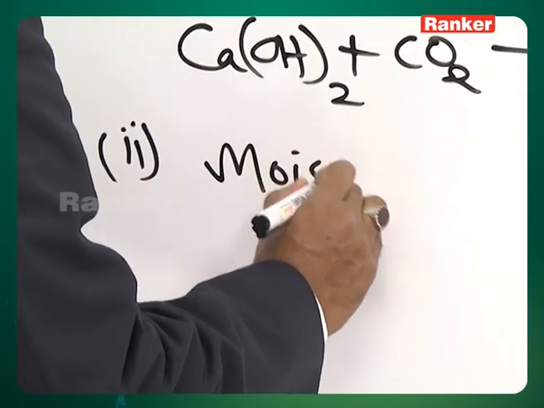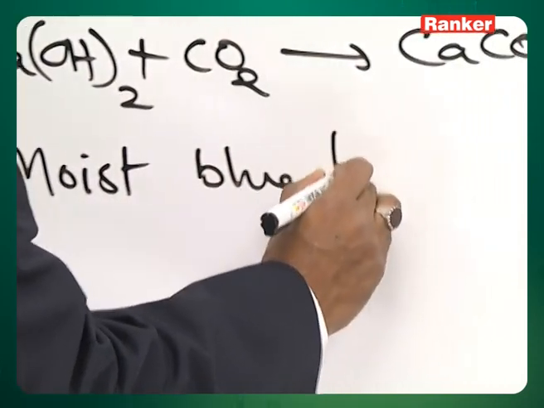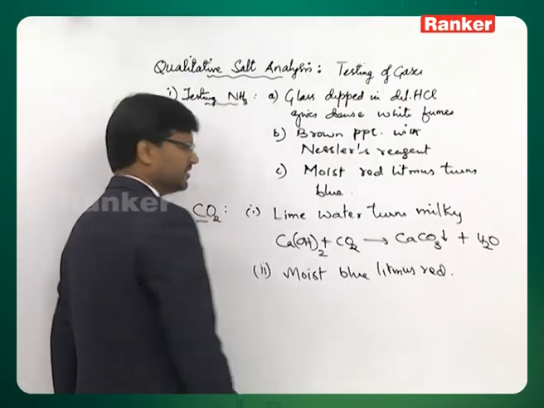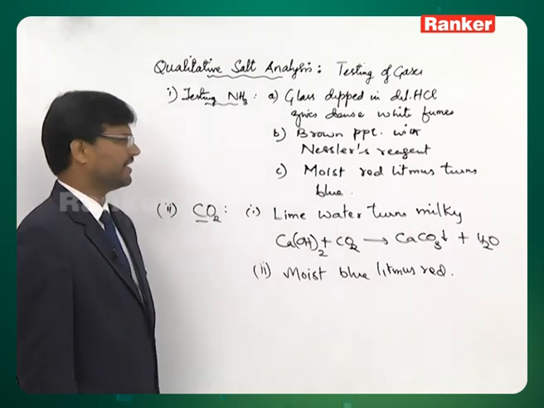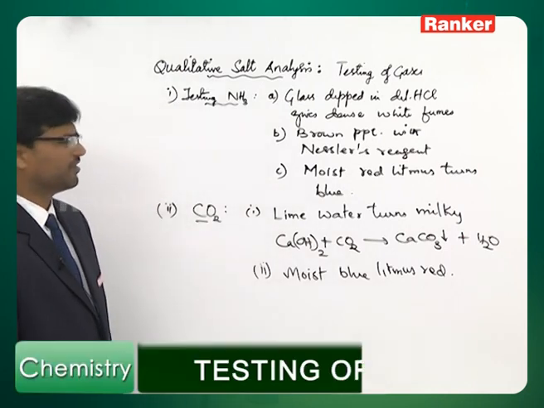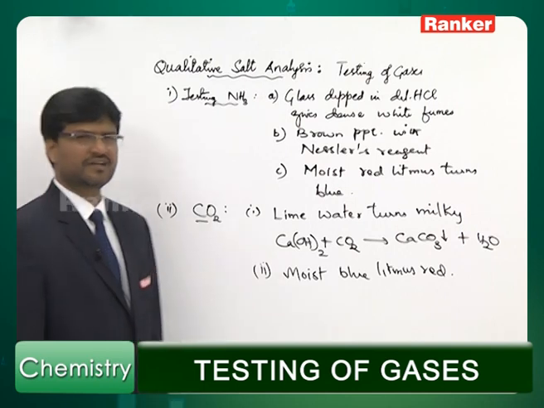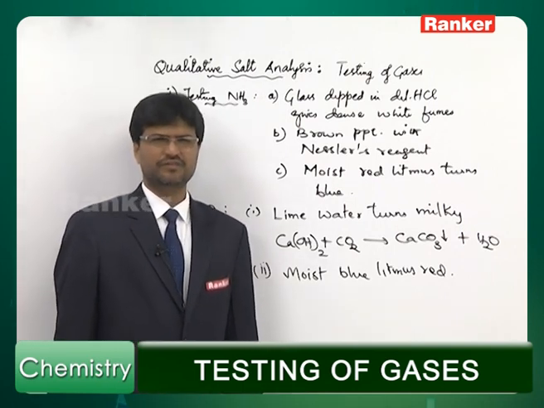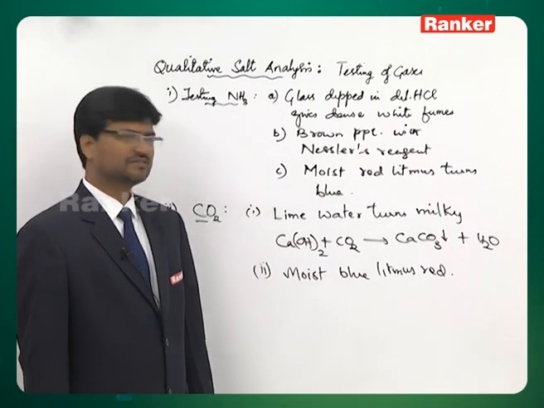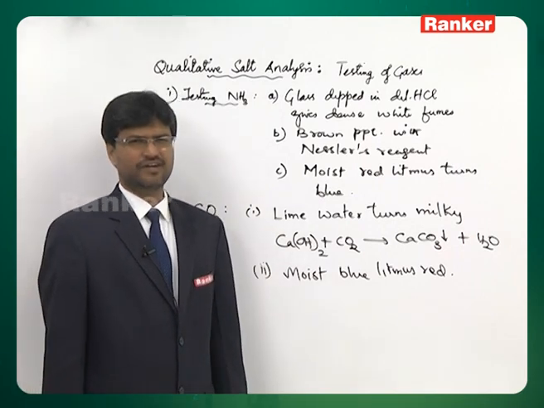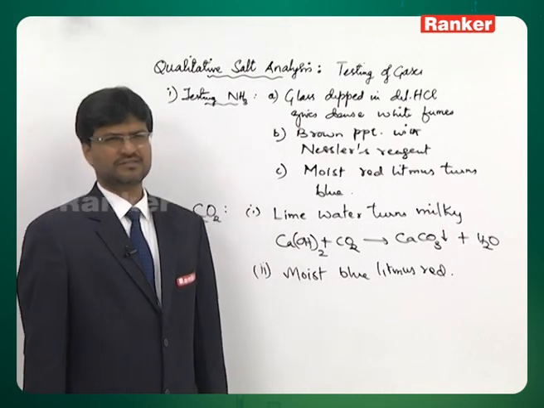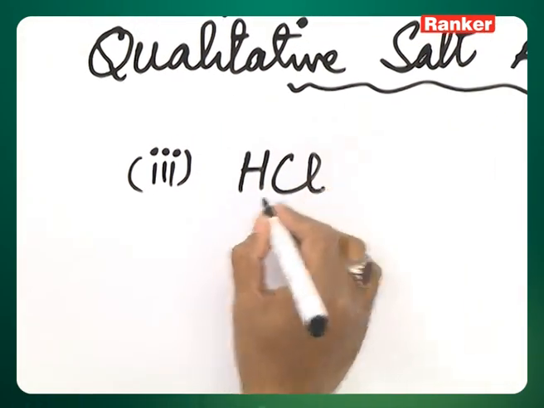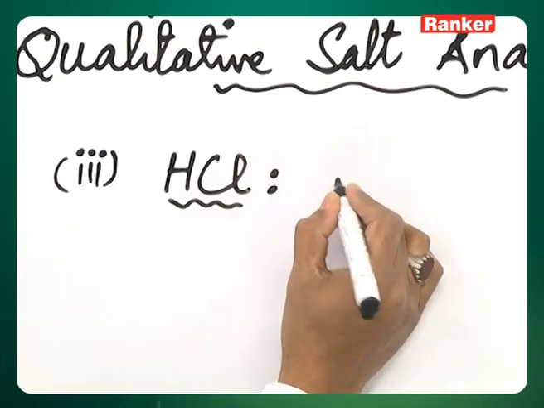It turns moist blue litmus red. So these are 2 important tests for carbon dioxide. It turns lime water milky, and the milkiness is due to formation of CaCO3, and moist blue litmus turns red due to carbon dioxide. Number 3 in the list is HCl, testing of HCl gas.